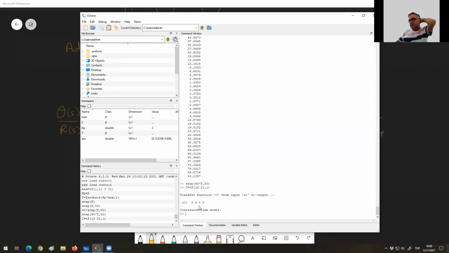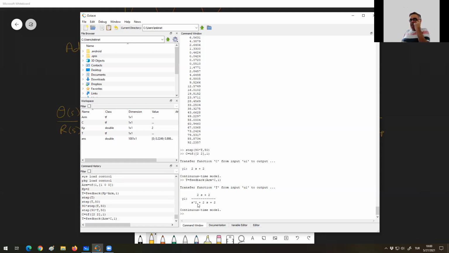So you see that 2S is the derivative term, and 2 itself is the proportional term. Okay, so our controller is this now. So T is now the feedback of arm times the controller with unity feedback. As you see, now the system has a derivative term like 2S here in the denominator. This is the closed loop transfer function.